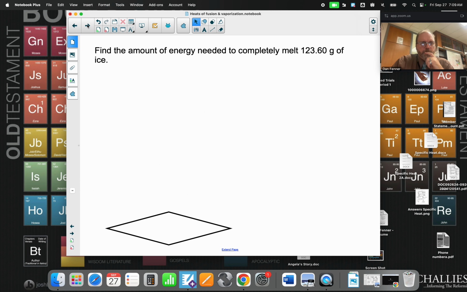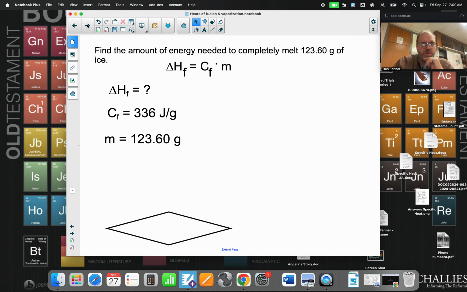Alrighty, so here's the problem. Find the amount of energy needed to completely melt 123.60 grams of ice. Our equation again: delta H of F is equal to C F times m. Delta H of F is what we're looking for, our unknown value. C of F, since it's ice, is 336 joules per gram, and the mass is 123.60 grams. So we don't have to rearrange it.